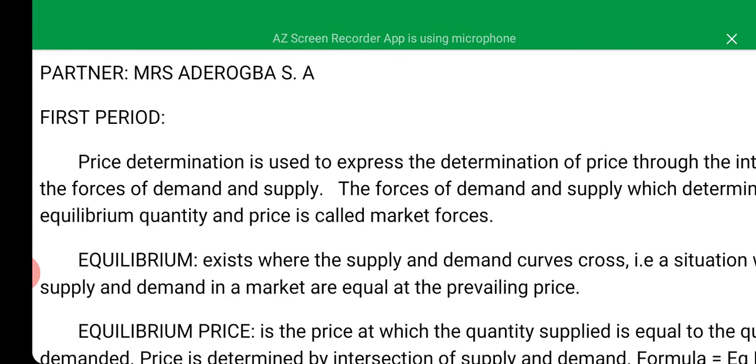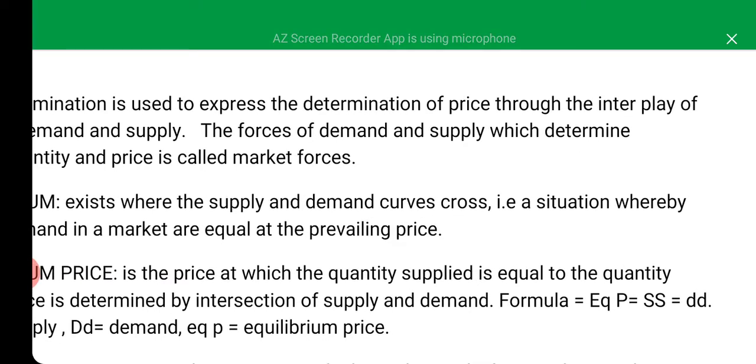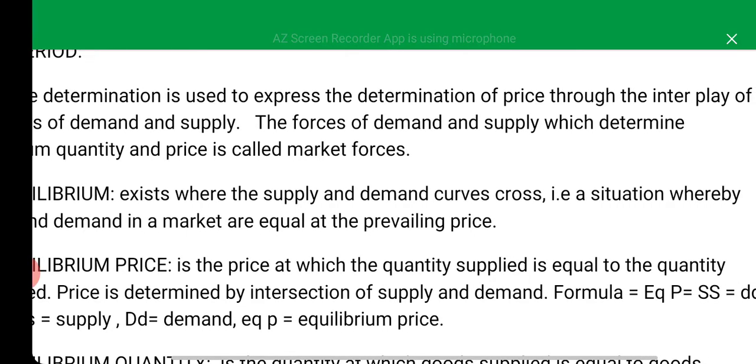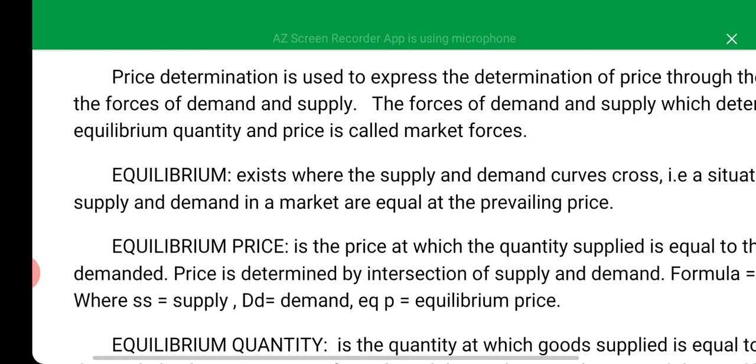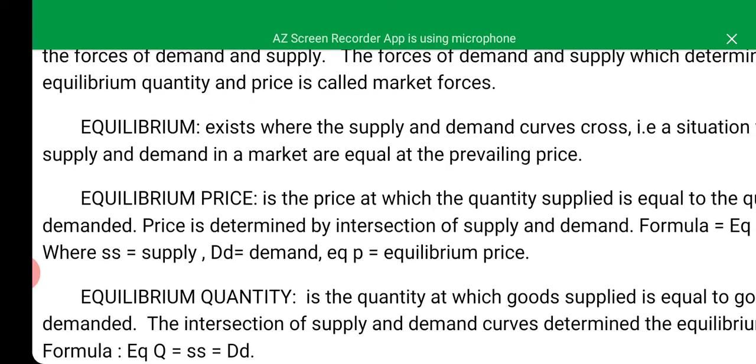So price determination is used to express the determination of price through the interplay of the forces of demand and supply. And that's why I said earlier that alhamdulillah both demand and supply have been treated. So the forces of demand and supply, which determine equilibrium quantity and price, are called market forces. So equilibrium exists where the supply and demand curves cross.